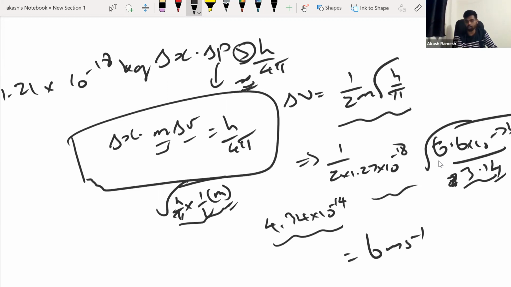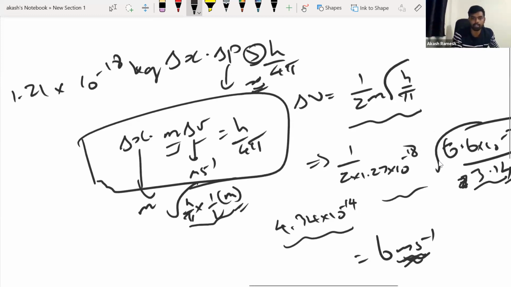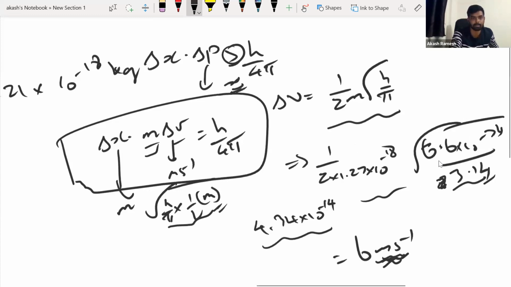You have to mention the unit also. Even though we're talking about uncertainty in velocity, you have to use the unit. For delta x, you'll use meters. For delta v, I'll use meter per second. Don't forget this. If you don't put the unit, half mark will be cut. And if you're wondering how I got this particular equation, it's very simple, people.